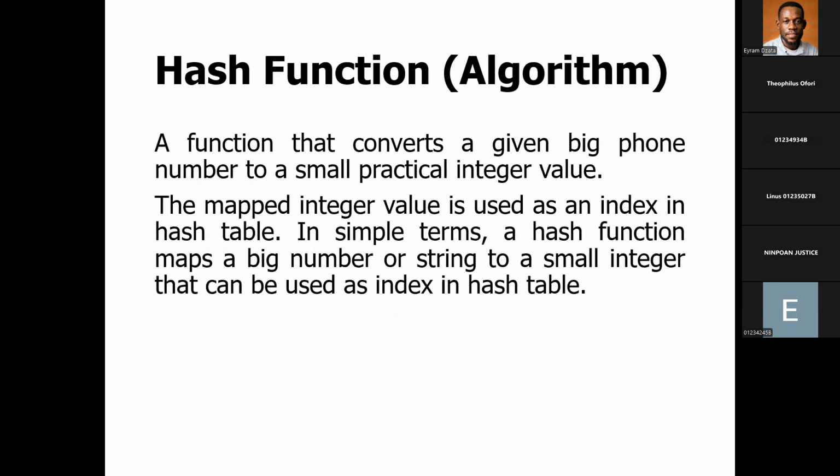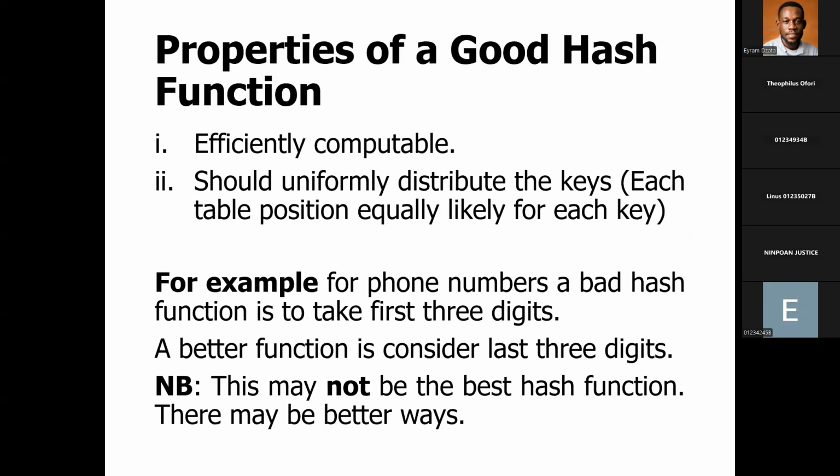Now, the hash function algorithm. Hash is basically a function that converts a given number or a given telephone number into a small practical integer value. The mapped integer value is used as the index in the hash table. In simple terms, the hash function maps a bigger number or a string to a smaller integer that can be used as an index in the hash table.